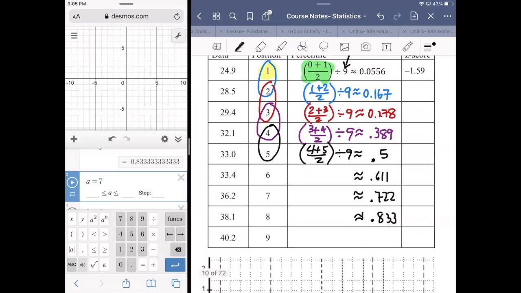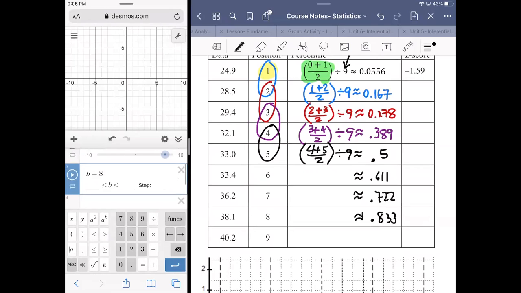And then at long last, I'm just going to jump it right in here, 8 and 9. At long last, 0.944.